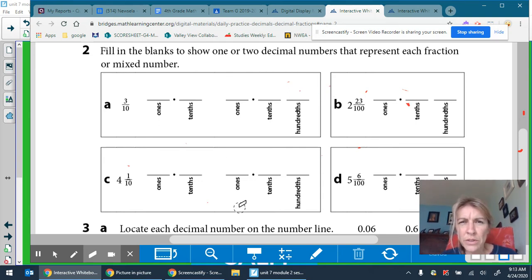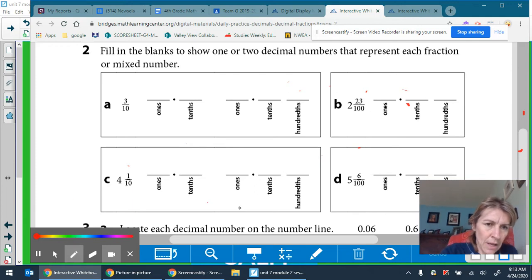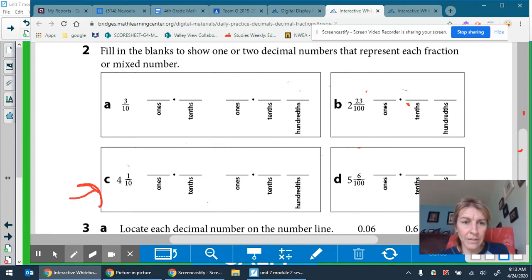All right, now let's look at this. Fill in the blanks to show 1 or 2 decimal numbers that represent each fraction or mixed number. Ooh, mixed number means you have a whole, whereas above we didn't have a whole number. We had a 0 up there, but now we have some wholes, like here and C. C has a whole number 4. So think of that as like 4 ones. How many tenths? We'll read the fraction right here, 1/10. So it looks like this. How else can we write that though?